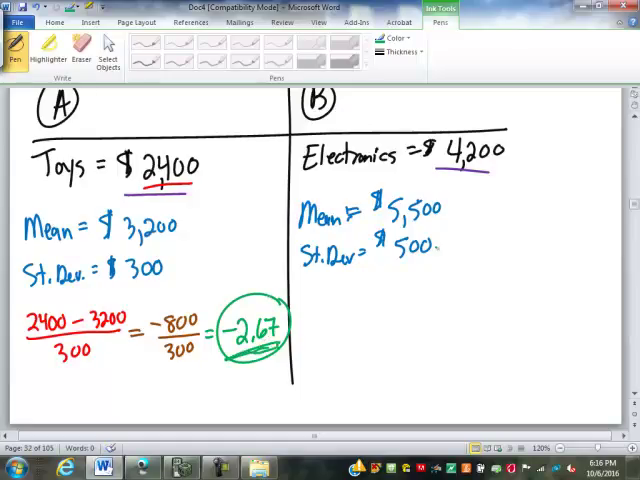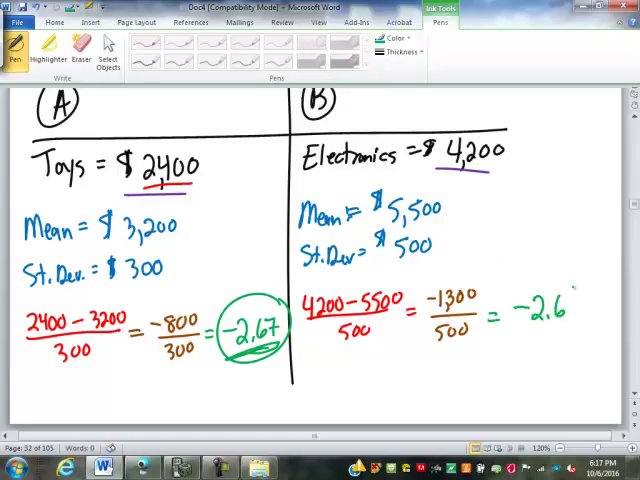I want you guys in your notes right now to calculate the Z-score for salesperson B in electronics. So for person B here, 4,200 minus what? 5,500 over 500. We subtract, what's the difference? -1,300, okay. Over 500, we divide, we get -2.6 exactly.